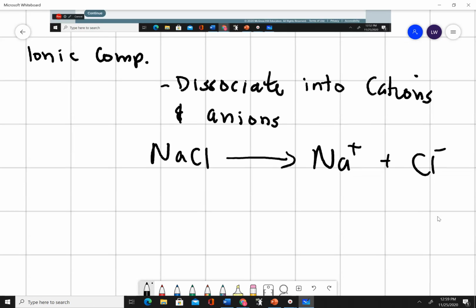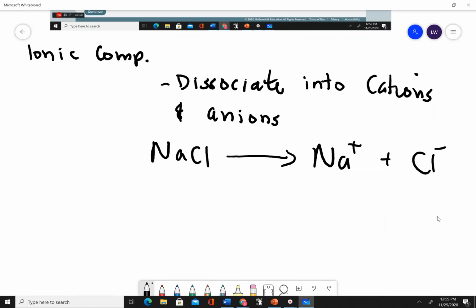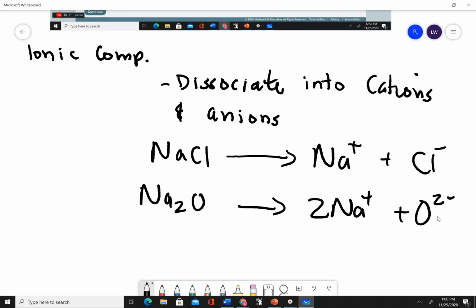In this case, it's a 1-to-1 ratio, but if we had something like sodium oxide, then you can see that we're going to get 2 sodium ions and 1 oxide anion. So it doesn't have to be a 1-to-1 ratio, it can be more complicated. When ionic compounds are dissolved in water, they separate into their component ions.